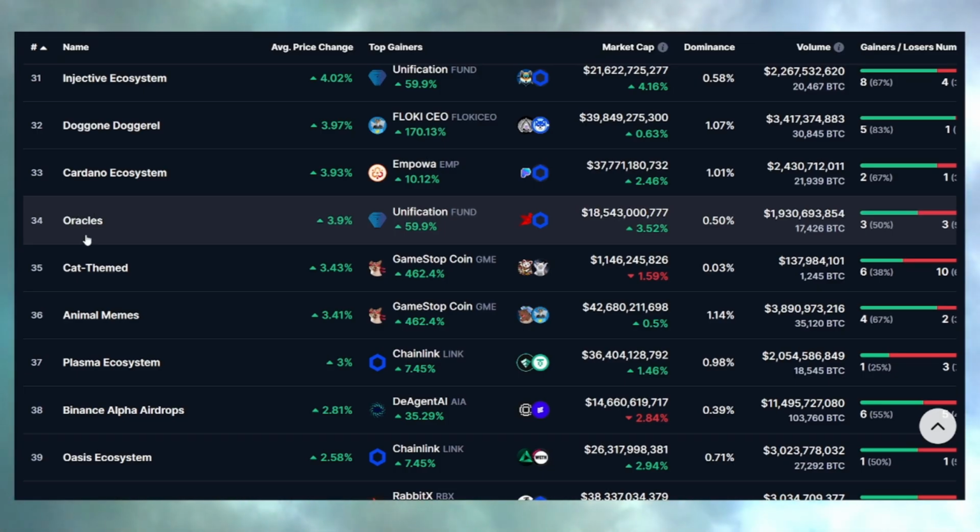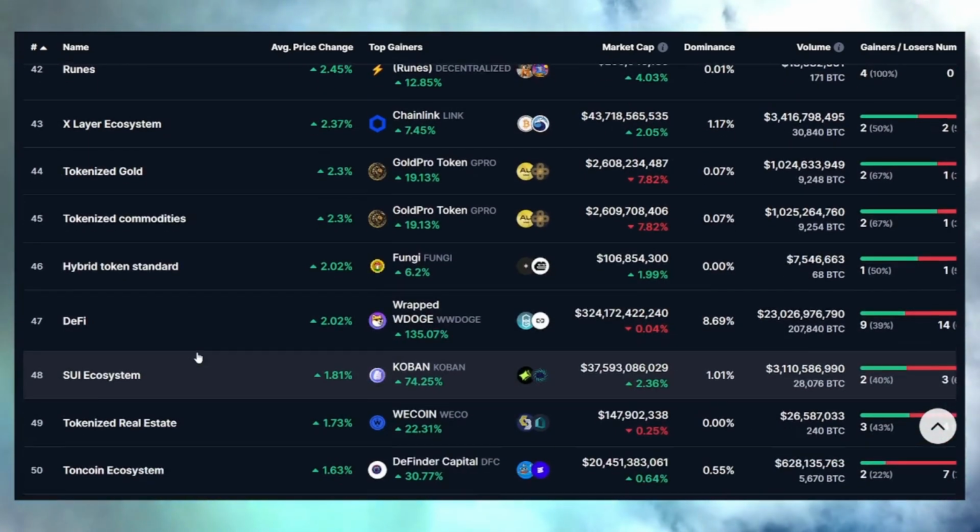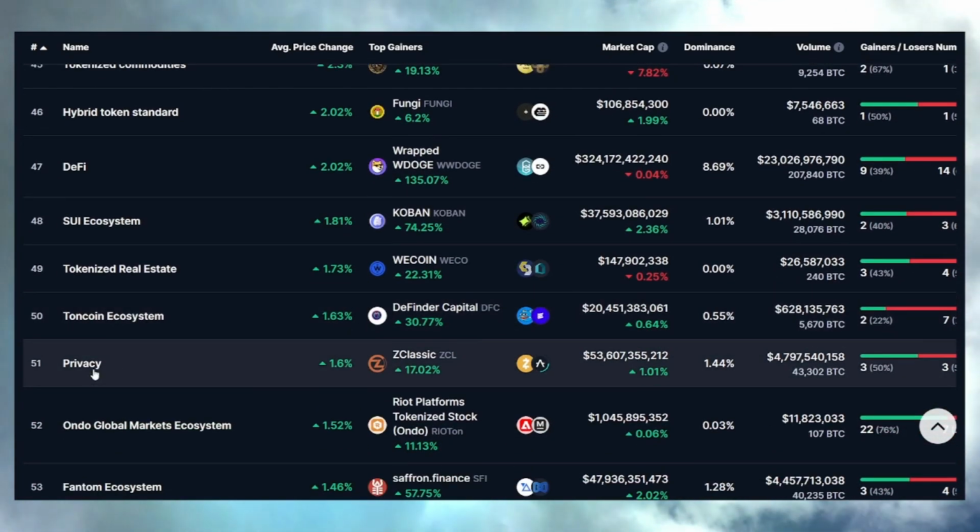Definitely, oracles are very important because they help to bring real world data onto the chain. Just like you would with weather, which is real world, you digitize it and you put it in an API so that you can view it on a phone or maybe in your car, right?